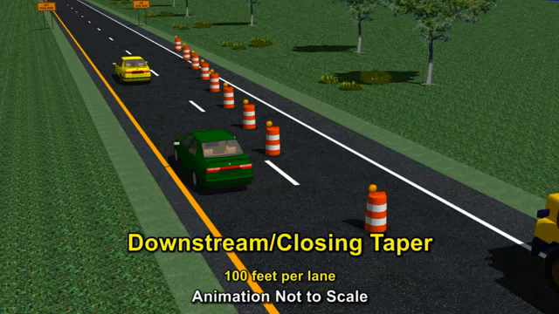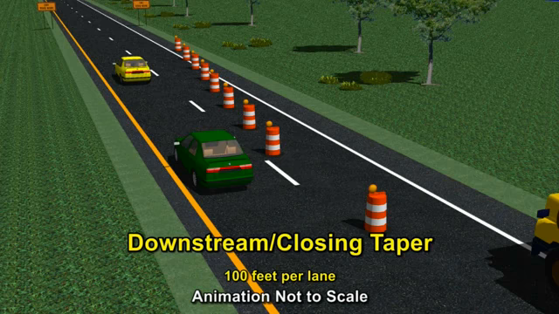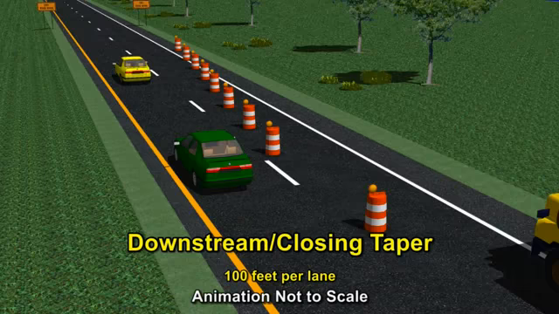A closing taper is used at the downstream end of the work to allow drivers back into the lane that was closed. It's placed in the termination area. While closing tapers are optional, they may be useful in smoothing traffic flow. However, they may not be advisable when material trucks move into the workspace by backing up from the downstream end. If the closing taper is used, it should be 100 feet in length per lane.